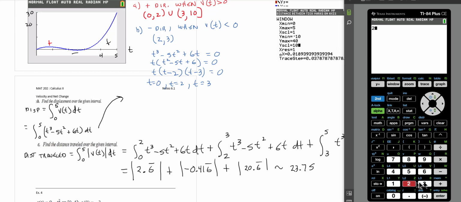Now, for all practical purposes, I'm pretty sure that's probably what it is. So if we do 23.75 and then do math fraction, 95 over 4 is what you get. Okay, so the exact answer on this, I worked that out earlier, is 95 over 4.